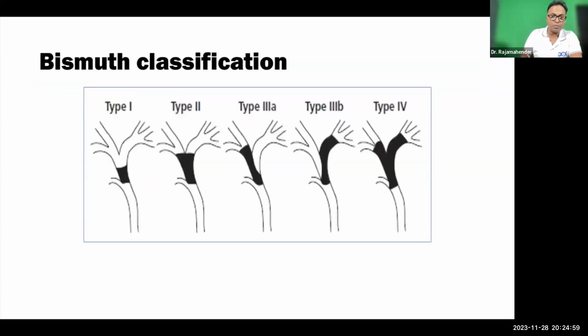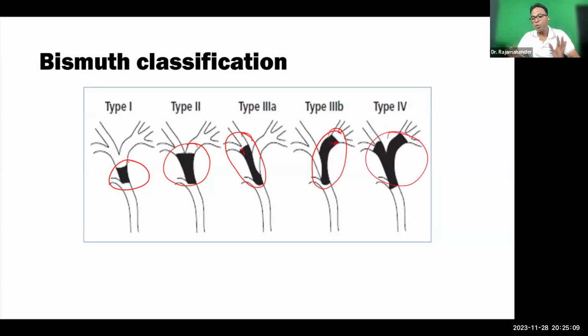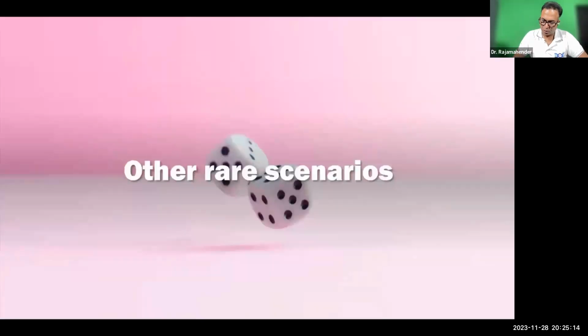This is the Bismuth classification. Type 1 is away from the hilum, type 2 is at the hilum, involving the right side second order duct is 3A, involving the left side second order duct is 3B, and type 4 is involving both right and left ducts. By Bismuth classification, don't forget.